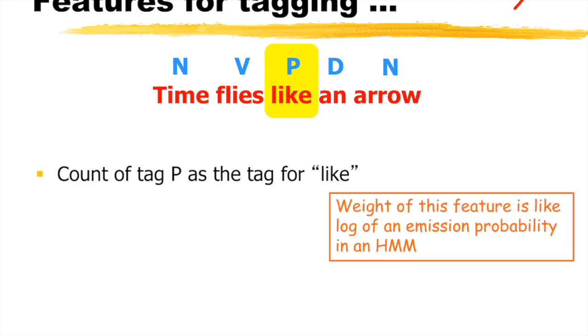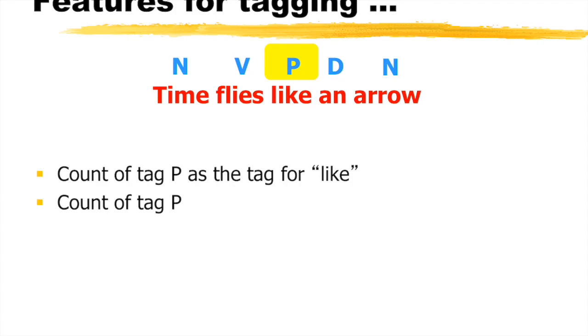You can view this count as a log emission probability in an HMM, although here nothing is normalized, but you can design it that way. Another idea would be, how many times is the tag P even possible? Maybe in English we don't use this. Of course, we always have a verb, I guess. A sentence without a verb doesn't make sense, but we don't use all of the possible tags. So some of the tags are less likely.